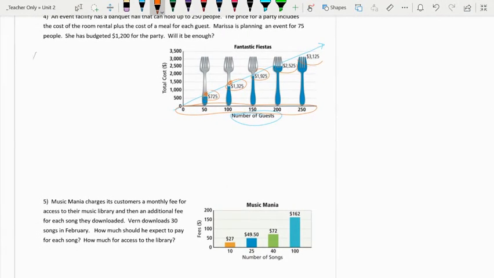So if we wanted to find slope, which again, remember, is change in Y over change in X, we would have 1325 minus 725 for your y's, and 100 minus 50. So then all we have to do is subtract and reduce. 1325 minus 725 gives me 600. And then 600 divided by 50 gives me 12.